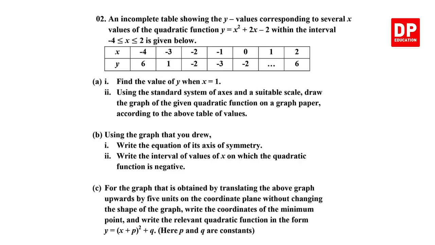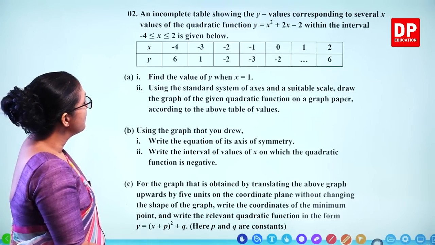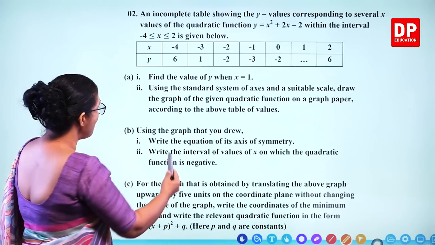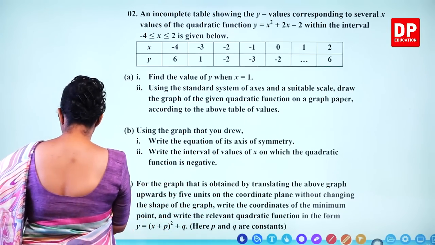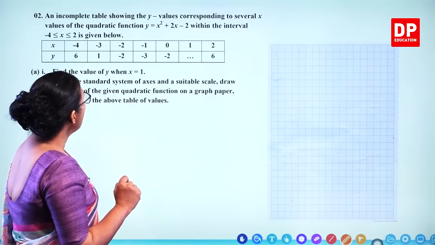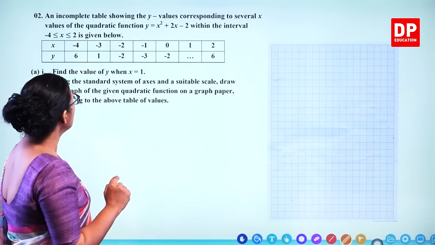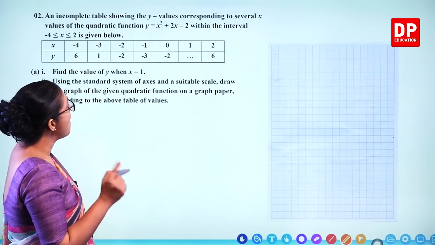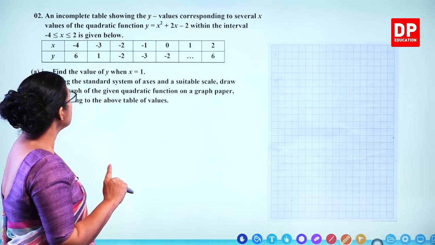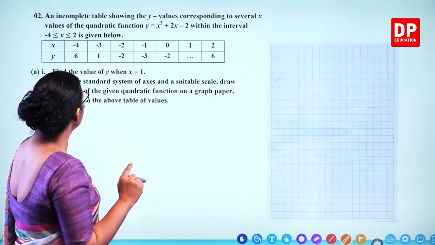Let's do question number 2. This is about quadratic graphs. So you have to ask for a graph paper. So you have to draw the graph and then answer these questions. So let's do that. An incomplete table showing the y values corresponding to several x values of the quadratic function y equals x squared plus 2x minus 2 within the interval minus 4 to 2, and minus 4 and 2 both are included.